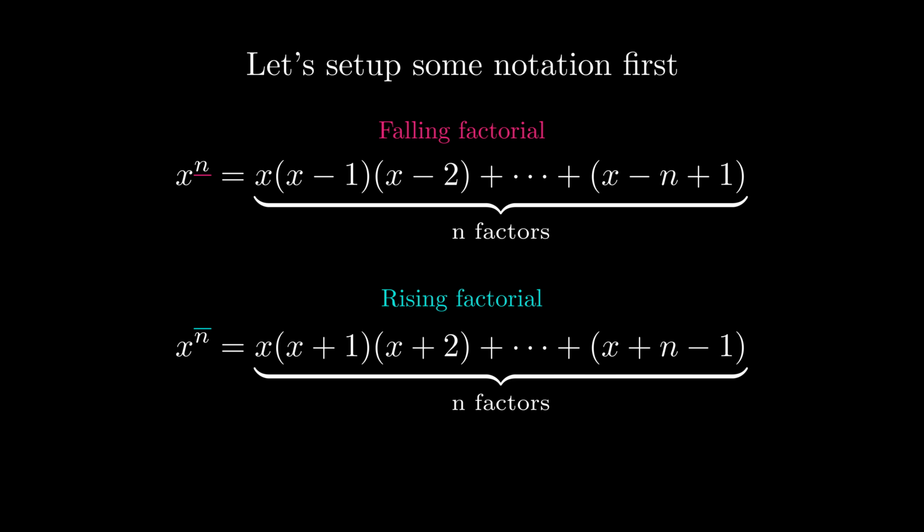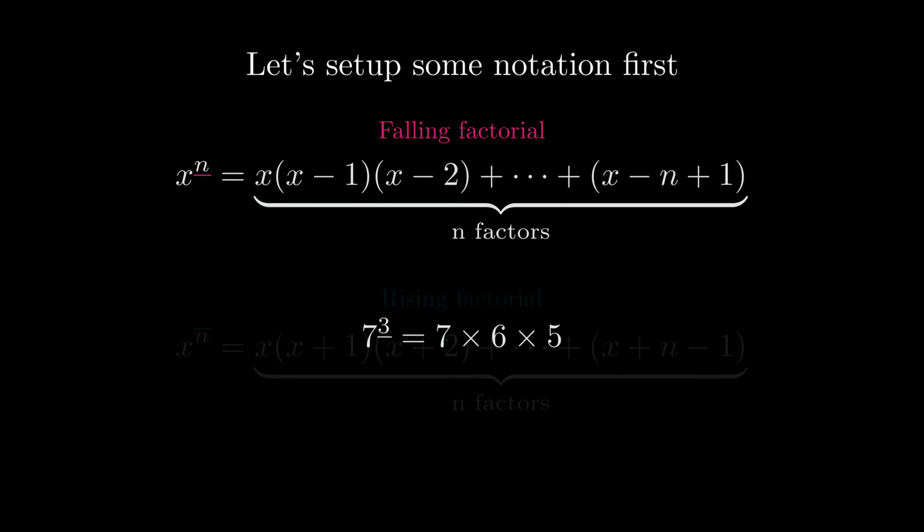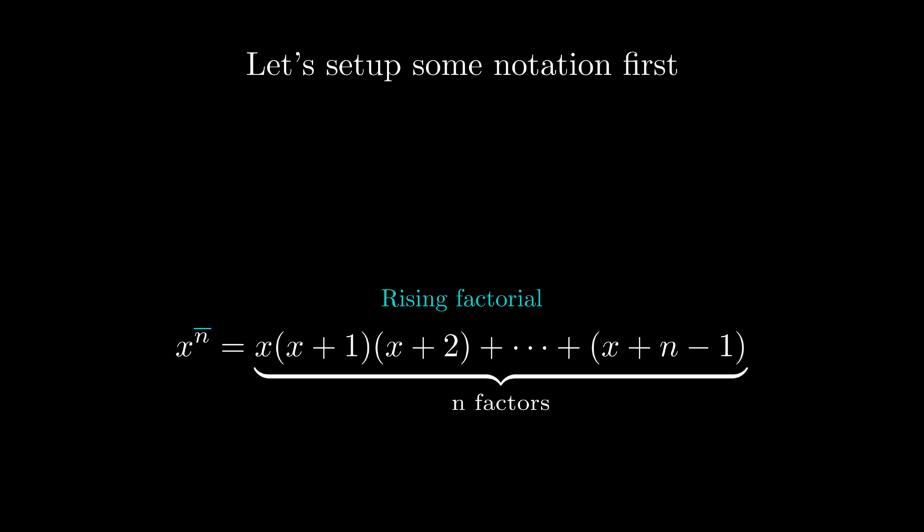In the case of falling factorials, it looks like we are taking a factorial, multiplying numbers going down, but we stop once we have multiplied n of them. For example, 7 falling factorial 3 would be 7 times 6 times 5. The rising factorial is similarly defined, except the numbers go up instead of down. So 7 rising factorial 3 is 7 times 8 times 9.